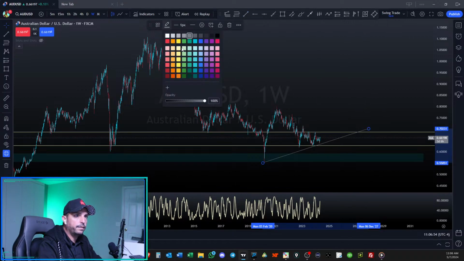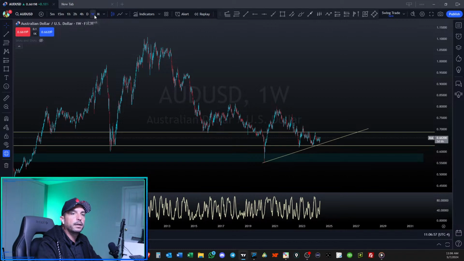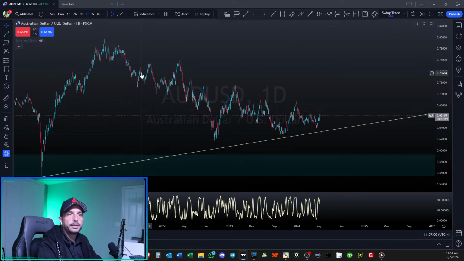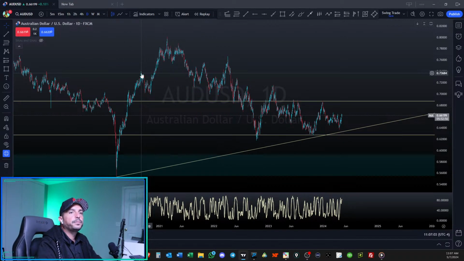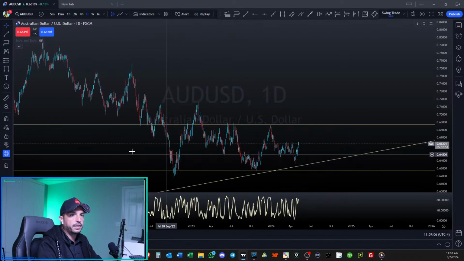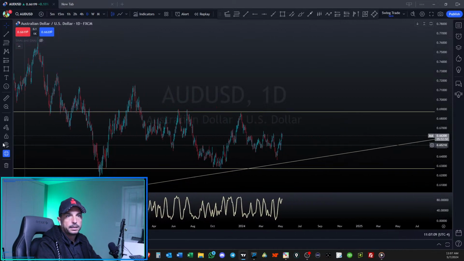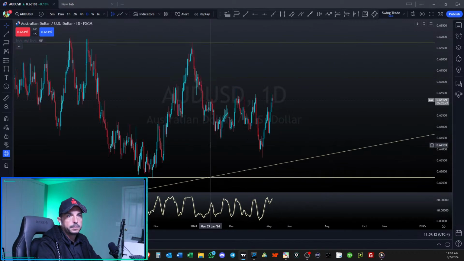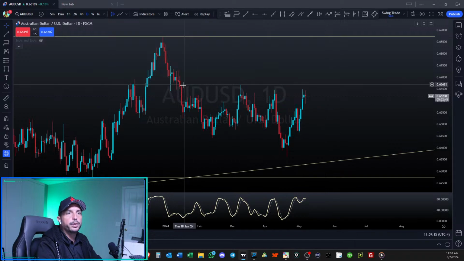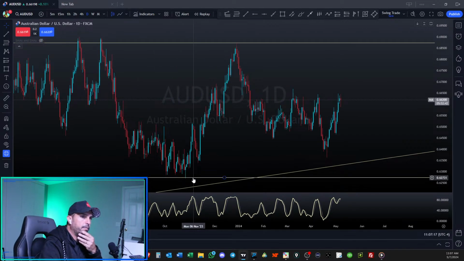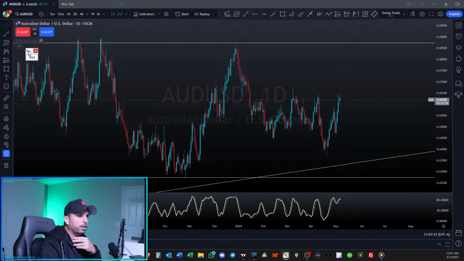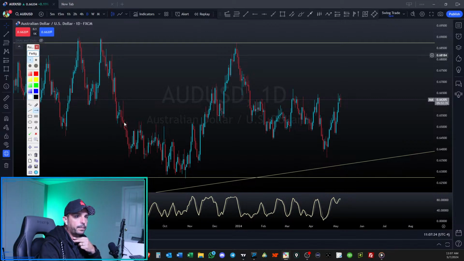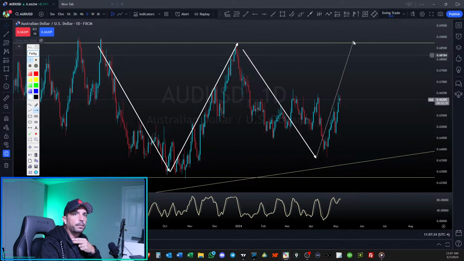All right, so that's weekly, but let's go to the daily. So we've got a big area. This is the daily time frame. We did reject this area here. It looks like it's working. It is working inside of this channel. That's probably what I'm looking at.